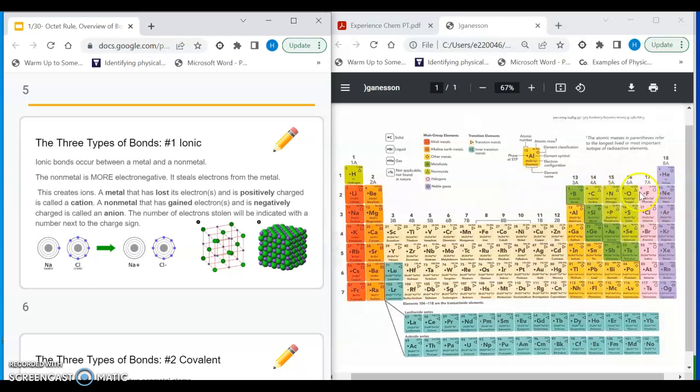The nonmetal is the more electronegative atom, which we know from our periodic trends. It's going to steal the electrons from the metal.